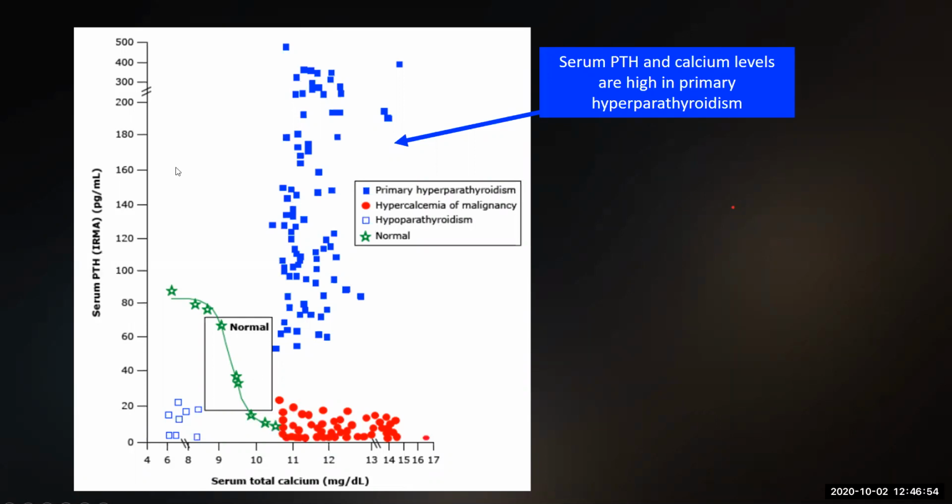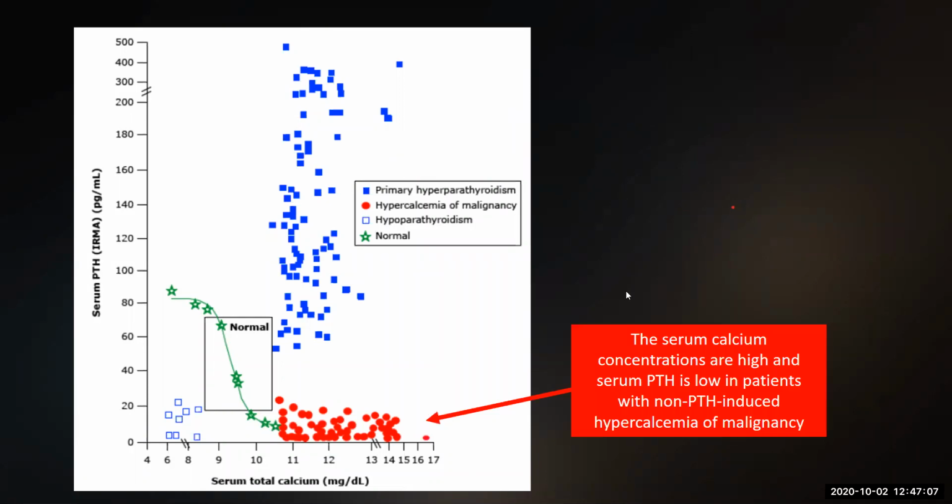So if you have a PTH that's going to be very high on both ends, so the PTH is high and the calcium level is high, then it's probably going to be primary hyperparathyroidism, not necessarily very severe, because we said that severe hypercalcemia is probably likely to be your malignant, whereas the mild is going to be your primary hyperparathyroidism. But when the serum concentrations are really high and the PTH is low, you're thinking of that malignancy.